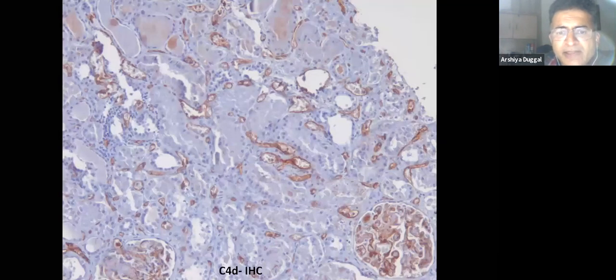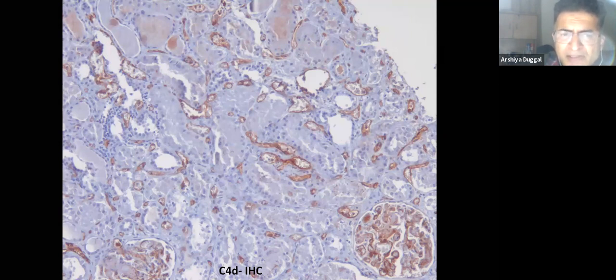So C4d can be done by immunohistochemistry also. The majority of the centers have only one modality, whereas I do C4d by both methodologies, immunofluorescence as well as immunohistochemistry. But there are many centers that do C4d only by immunohistochemistry.